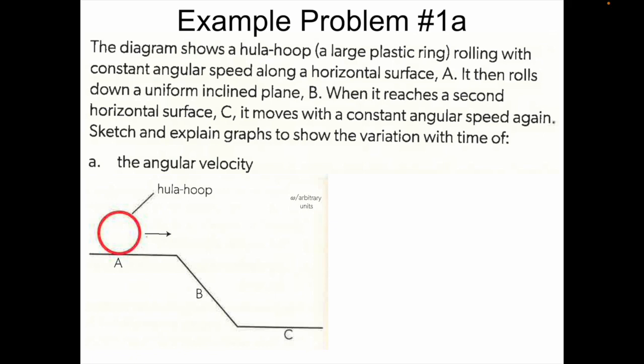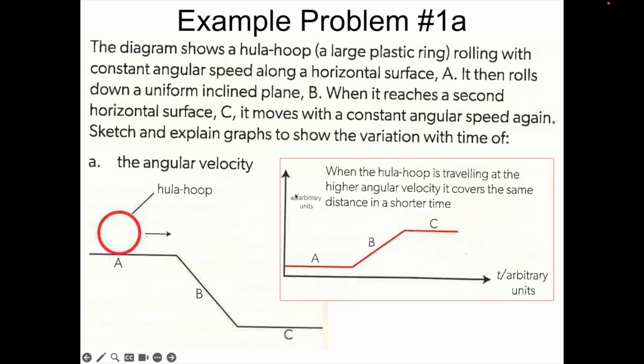Let's try an example problem. Pause the video here and come back in a moment. All right, hopefully you've paused. In this case, what we're looking at is the idea that the angular velocity stays the same during the section where it's flat. It goes up in this section, and then of course it stays the same again. So what does that graph look like? This is our time, here's our velocity.